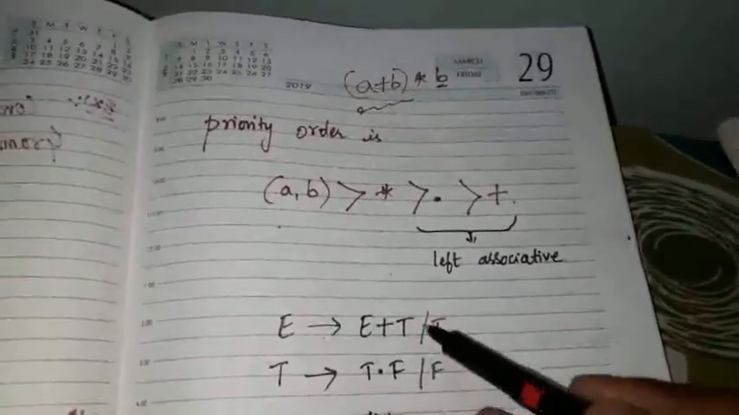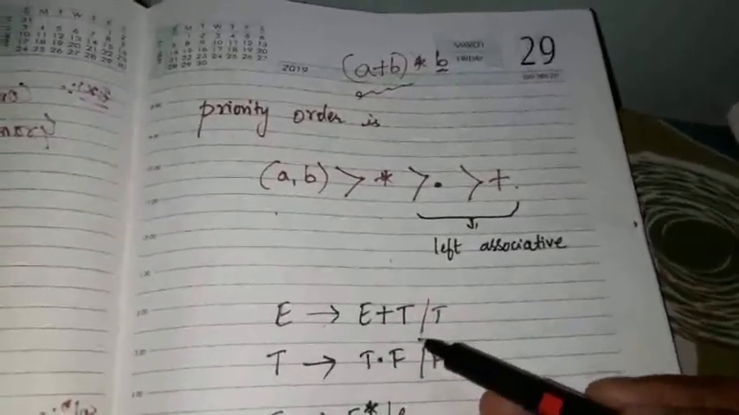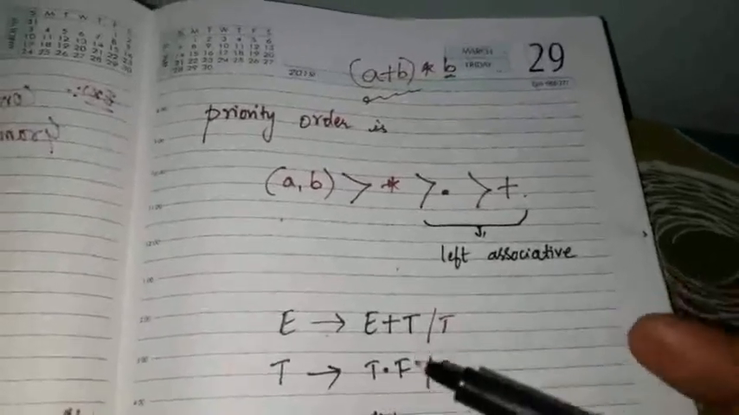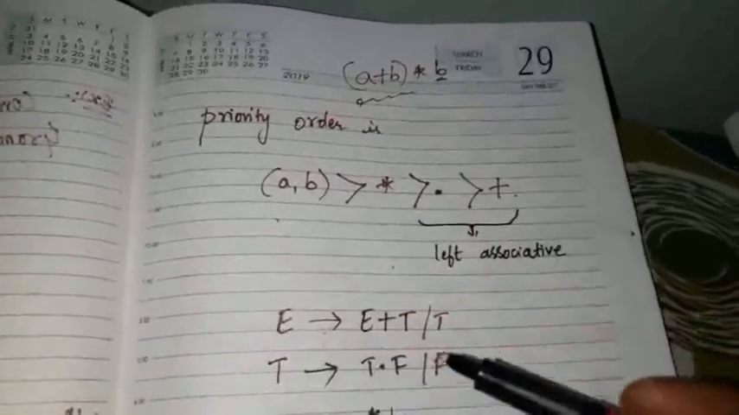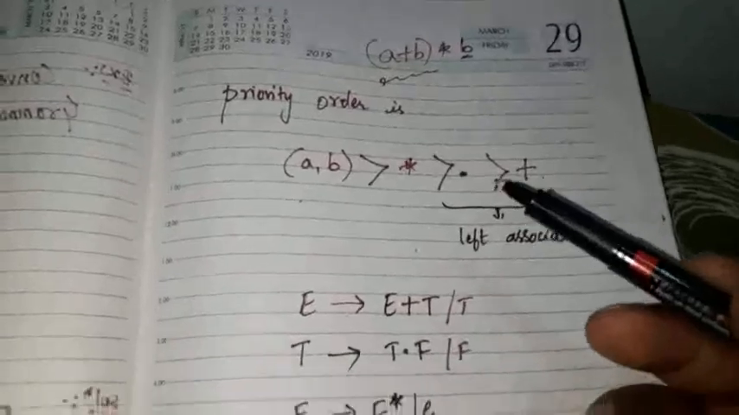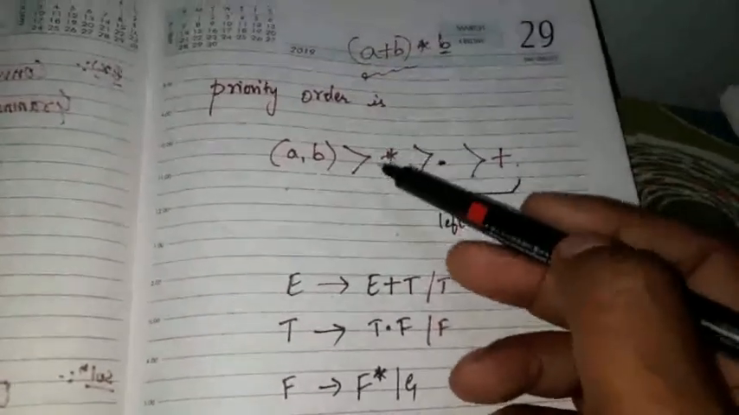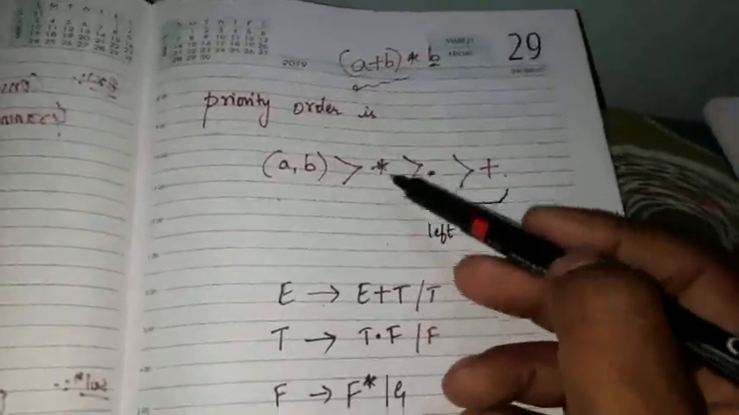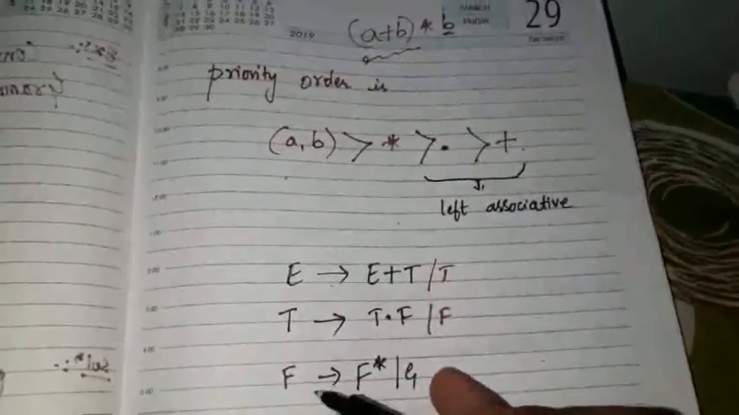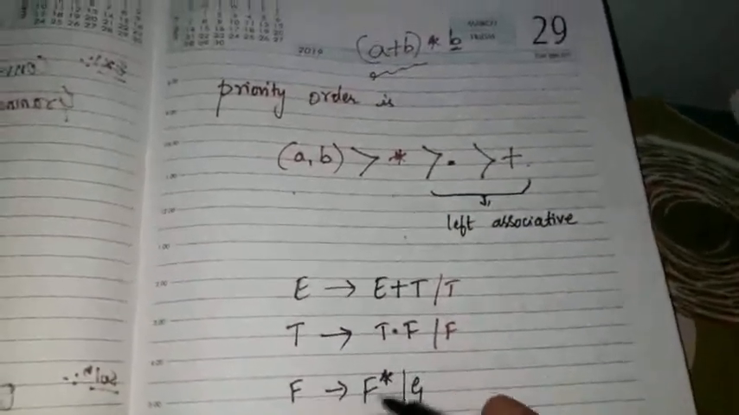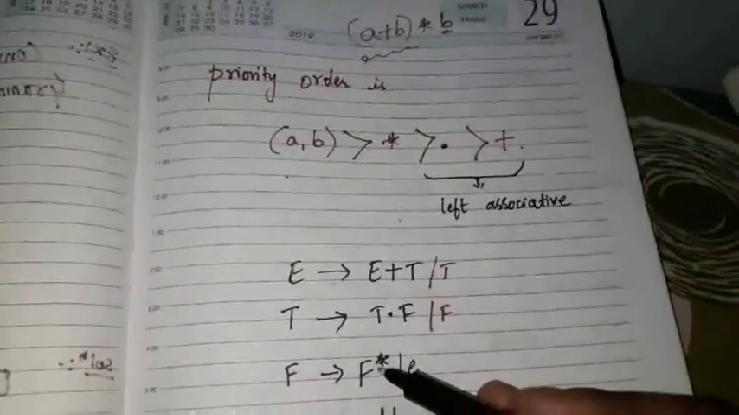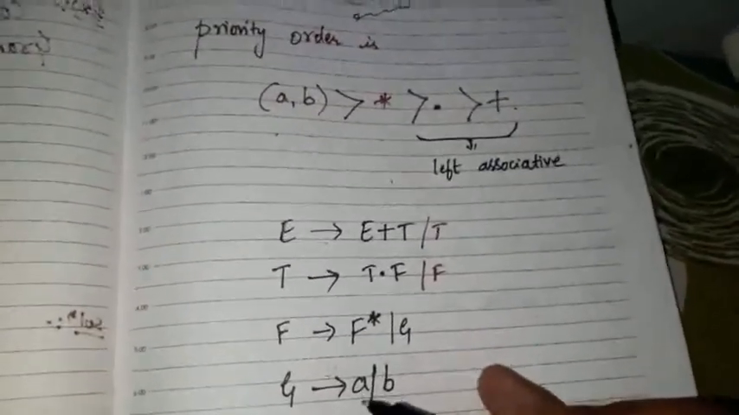And you got to know how I wrote it. If you are having confusion, you can go to the previous example and check it. Now star is right associative because it is a Kleene closure. So F tends to F star. You can use F any number of times, and G tends to A or B.